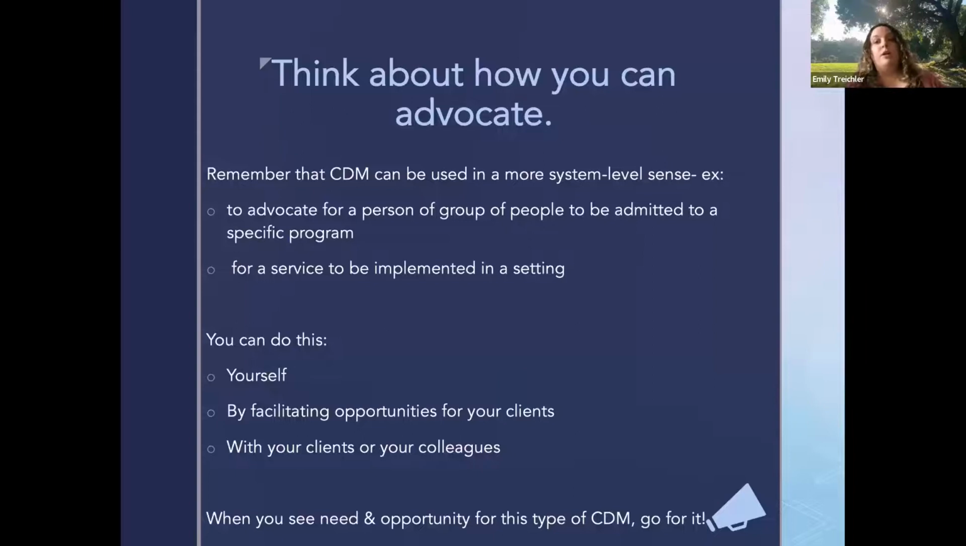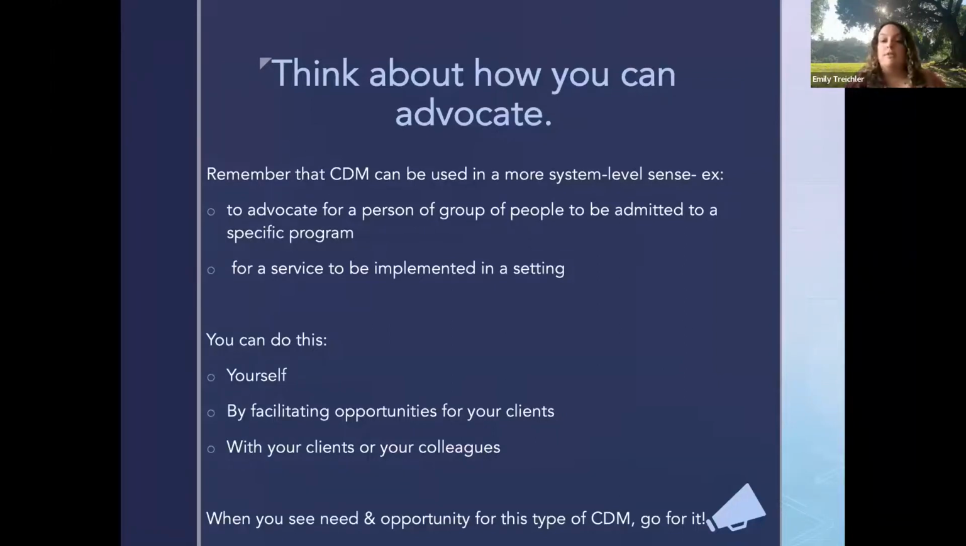But you could also do it with and alongside your clients, or just facilitate an opportunity for them to do it themselves. So you could create an opportunity for you and your client to meet with that team lead, or create an advisory board with your clients so that they can provide some input on what groups or other services your program provides.